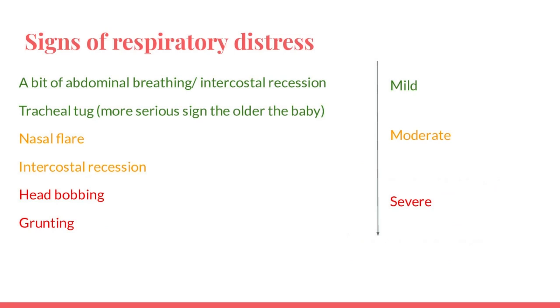Tracheal tug, it's worth knowing that the older the baby, the more serious that is as a sign. So in very young babies, neonates, some tracheal tug can be more of a mild sign. Nasal flaring and intercostal recession are your moderate signs. And then your more severe is the head bobbing and grunting. I wouldn't worry too much about being able to classify them, because realistically at this stage, and even when you're first working, you're more wanting to say, is this a patient that could be in respiratory distress or not? So just to be aware of those.